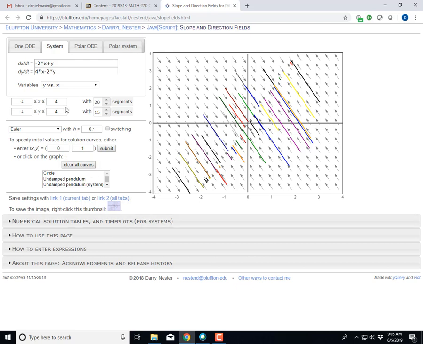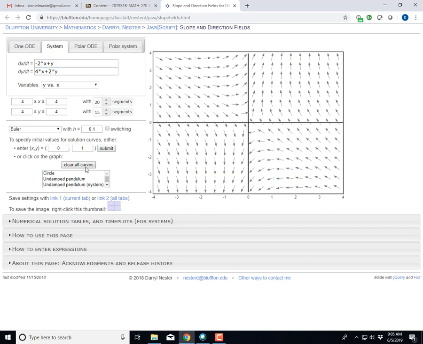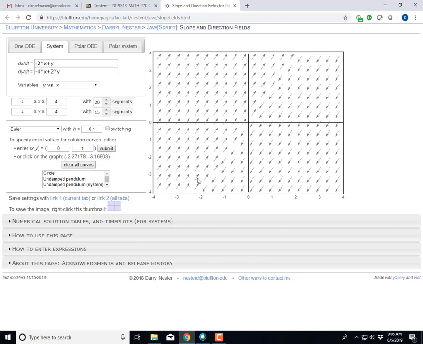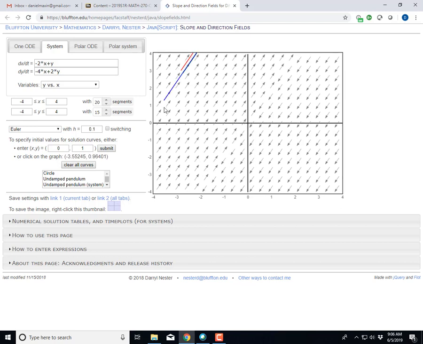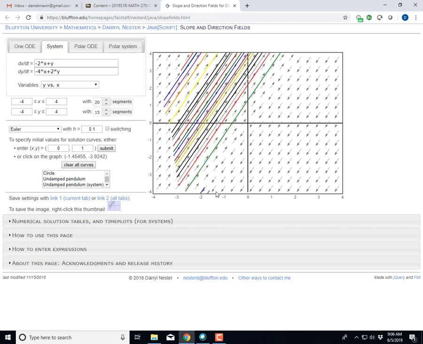Finally, in the real case, we have the double 0 eigenvalue: minus 2x plus y, minus 4x plus 2y. Let me double check. Minus 2x plus y, minus 4x plus 2y, that was the second row. Okay, so here we have to see only parallel lines, right? The line of equilibrium is right in between where the direction changes.